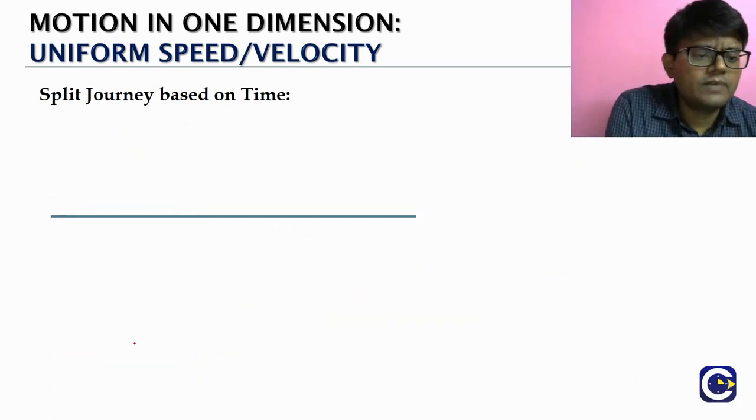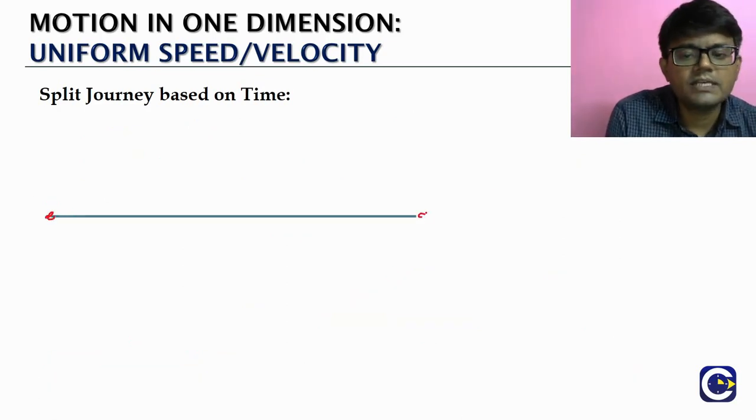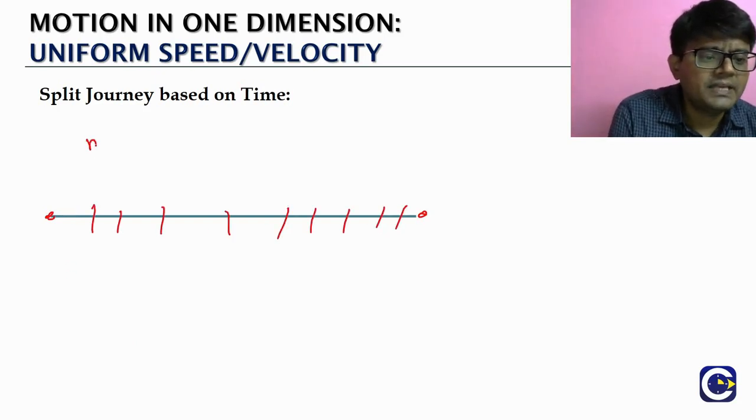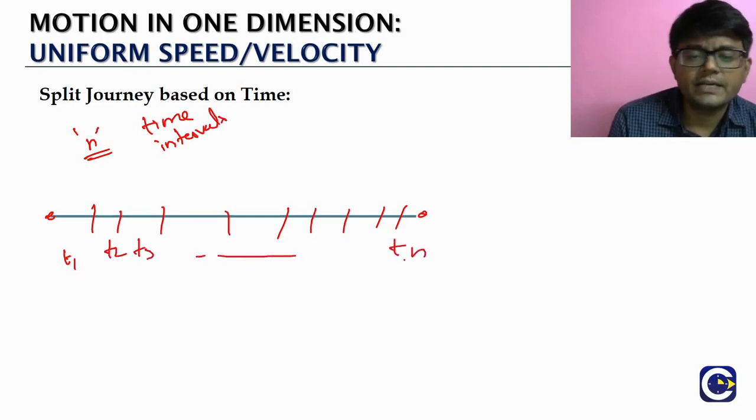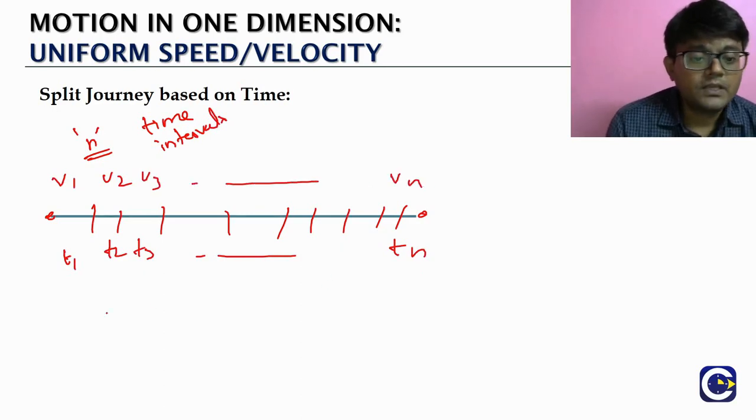Now we can look at one very generic case. Let us say we are dividing this into some n number of time intervals: t1, t2, t3, like that up to tn. In each of the intervals, let us say the speed is v1, v2, like that up to vn. Then we will see what the average speed formula is.